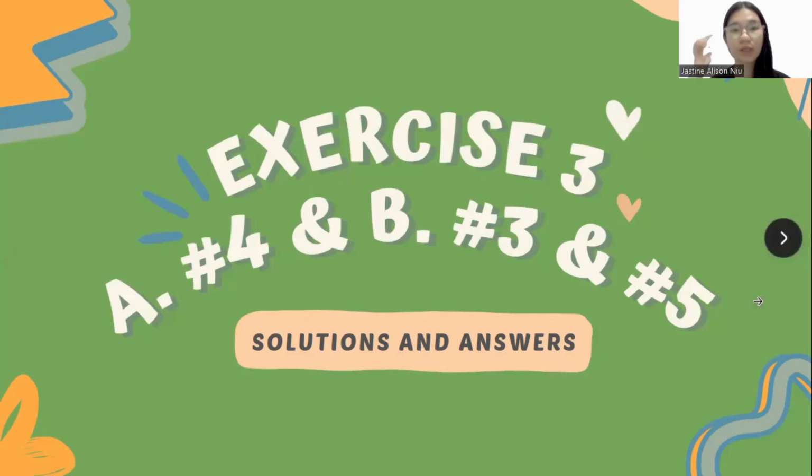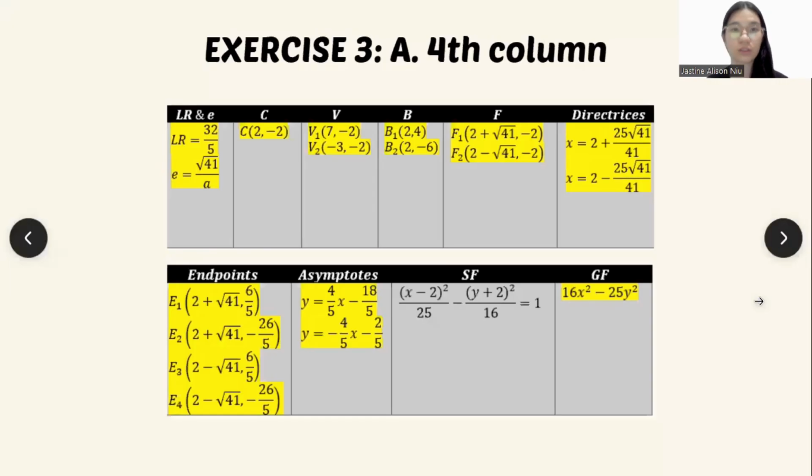So hello everyone, my name is Justin Alice Unyo and I'm going to tackle the answers and solutions in exercise number 3, letter A number 4 and B number 3 and 5. So in exercise number 3, I am assigned in the fourth column to discuss it. The only given is the SF, which is x minus 2 squared over 25 minus y plus 2 squared over 16 equals 1.